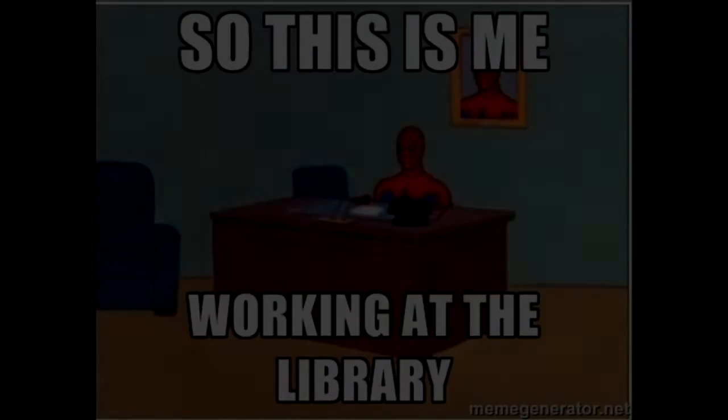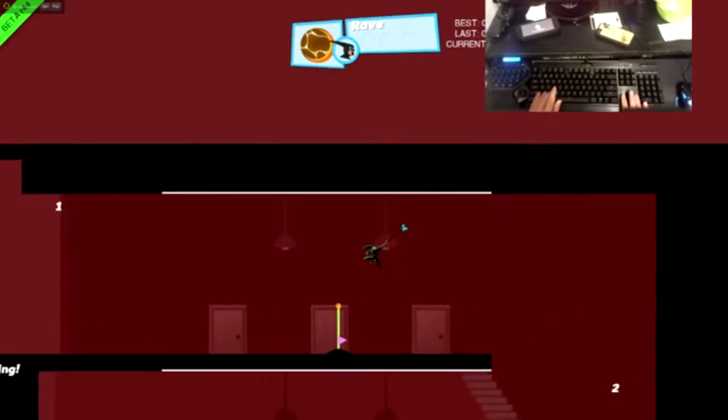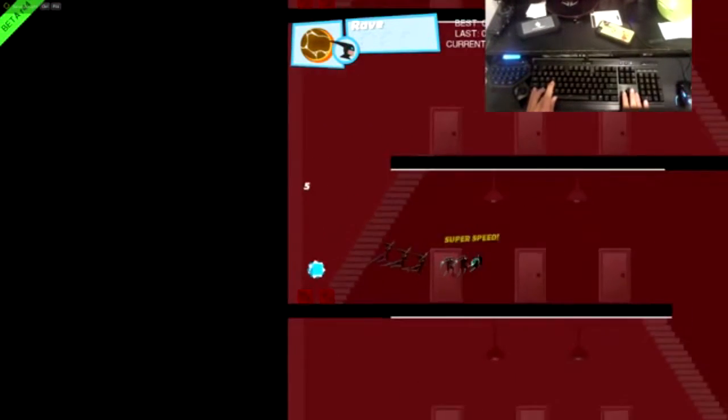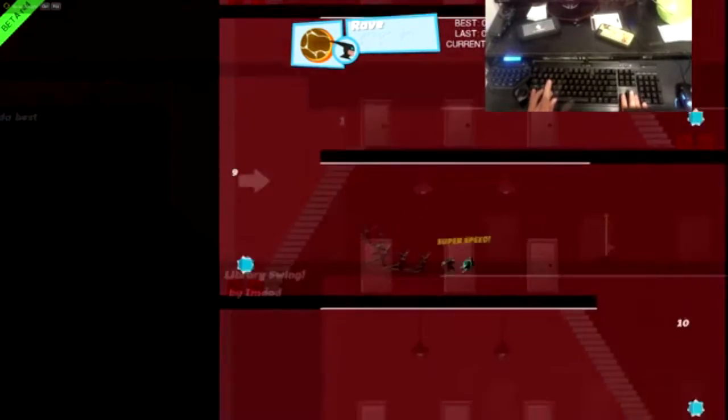The library swing confuses a lot of people because it's generally too fast to see what's going on. It's basically comprised of three segments: swing downward, swing to turn around, and another to launch across the gap using the downward force you just created from the first swing.